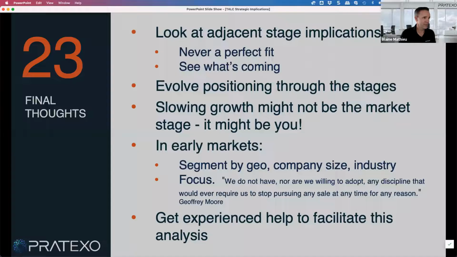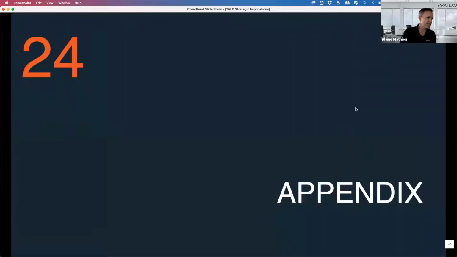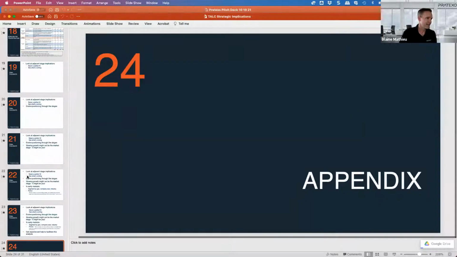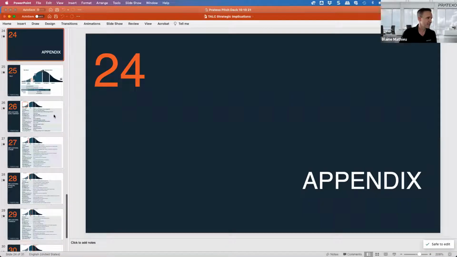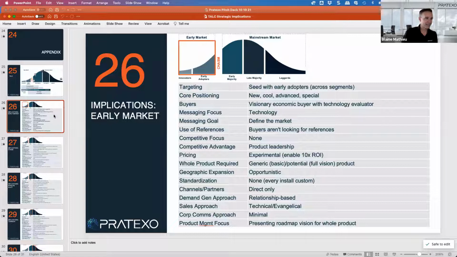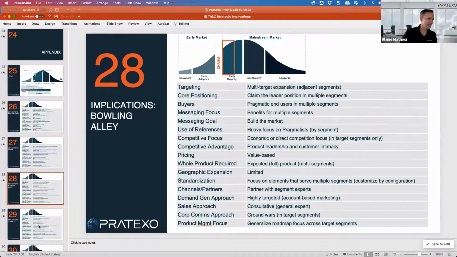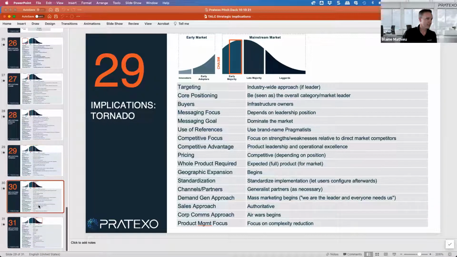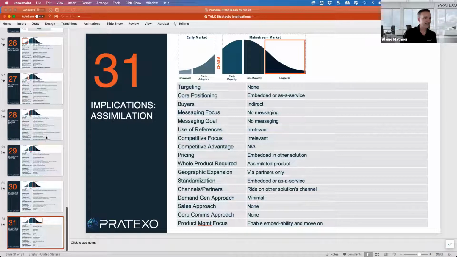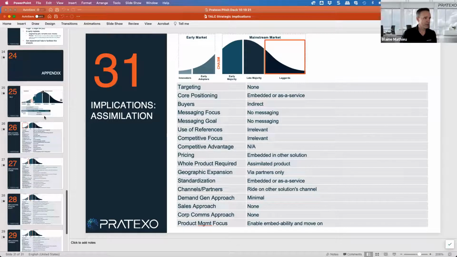And there we go. Oh, just so you know, in the appendix, as I mentioned, I think you can still see this. We've got slides that look at the implications for the early market. The chasm. We looked at the bowling alley already, the tornado, Main Street, and the mature end of the market. So no matter where your market is, I think there's some wisdom to come out of this analysis and this framework.